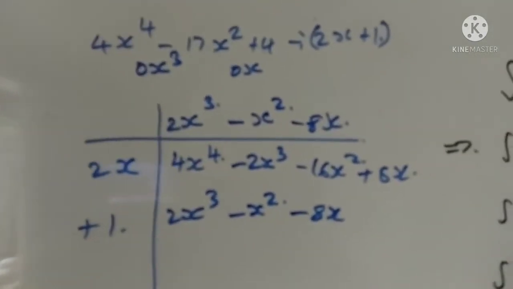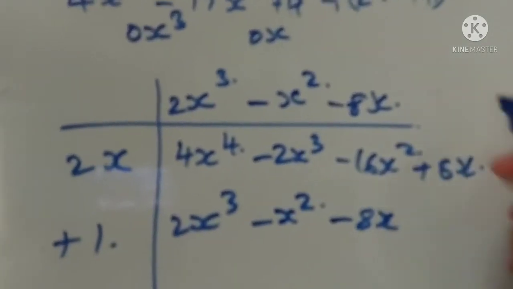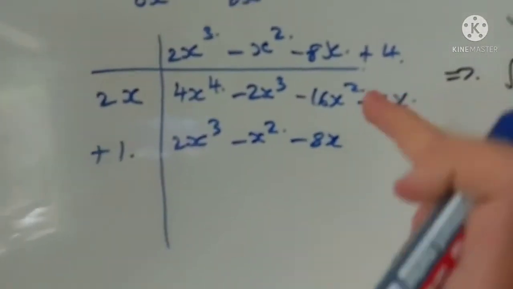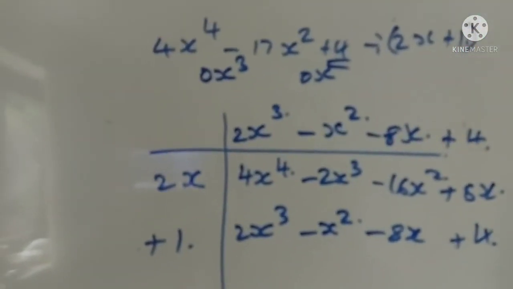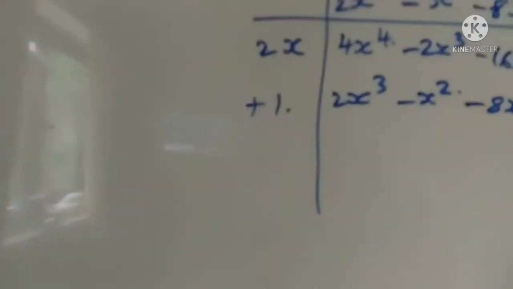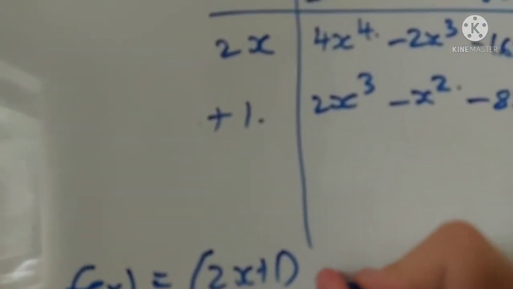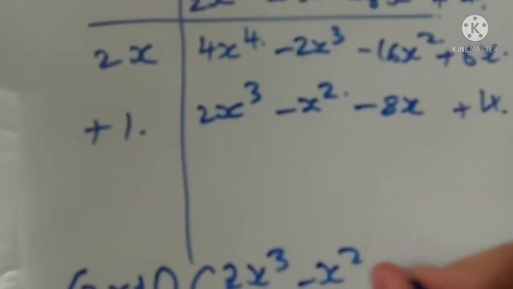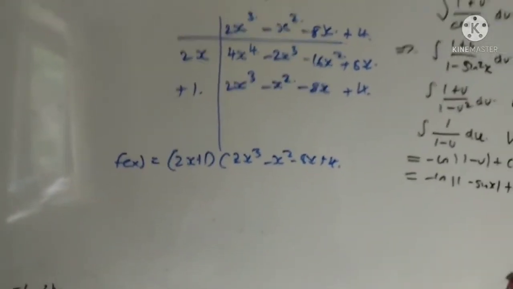And now the final bit is how many 2x's go into 8x? Well, that's 4. 4 times 2x will make the 8x, and 4 times the 1, which is the plus 4, is what we want in the question. So our final solution is the 2x plus 1, so f of x is now equal to 2x plus 1 multiplied by 2x cubed minus x squared minus 8x plus 4. Precisely what we got using the grid method.